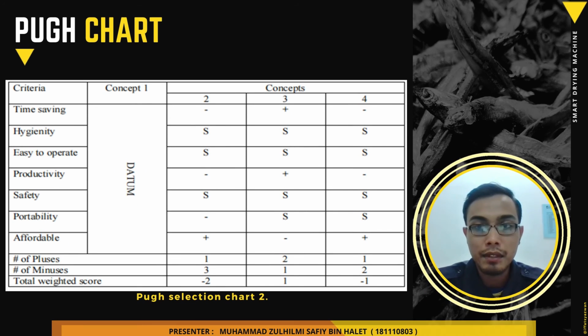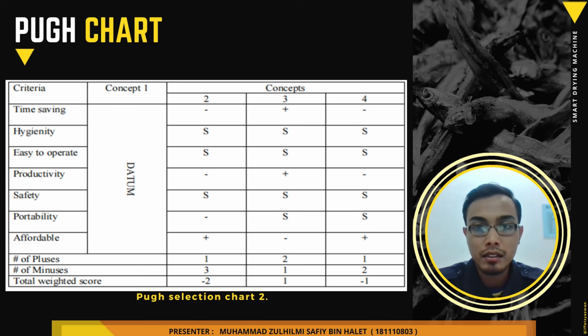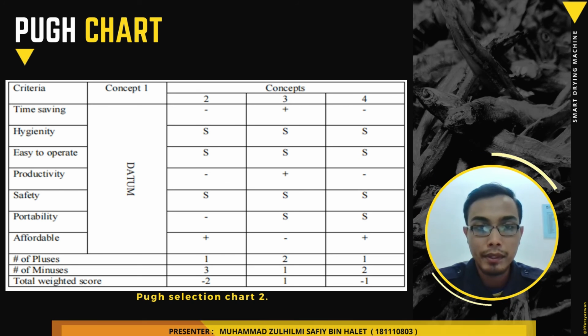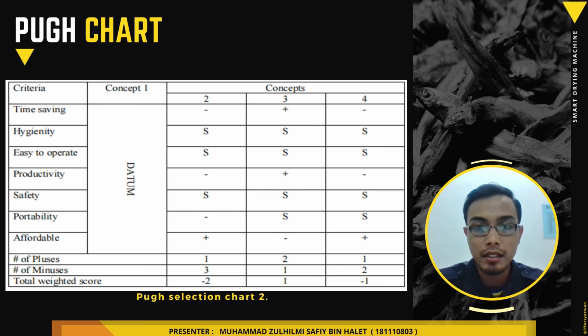With concept 1 as the datum, the second path chart is calculated. Concepts 1, 2 and 3 are similar in terms of hygiene, ease of operation and safety. In comparison to concepts 2 and 4, concept 3 has the greatest total weighted score. As a result, the second path chart leads us to conclude that concept 3 is the best concept among the others.